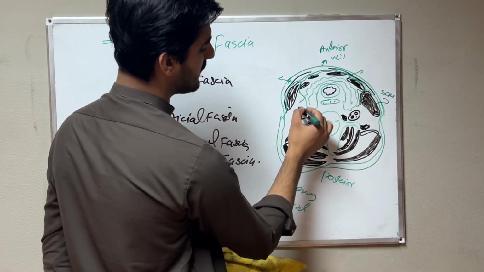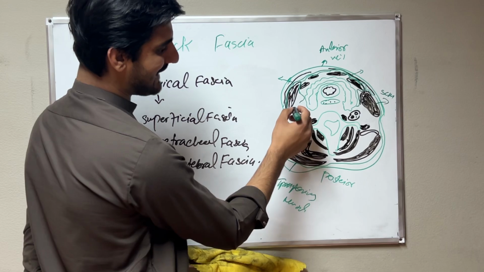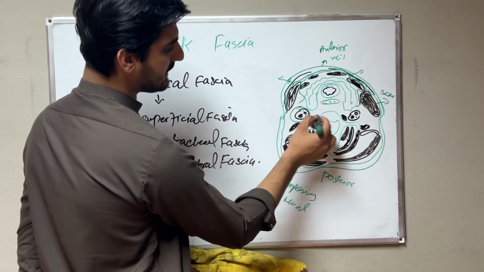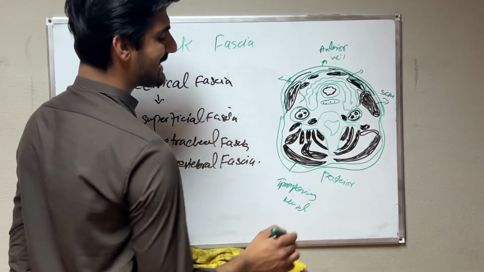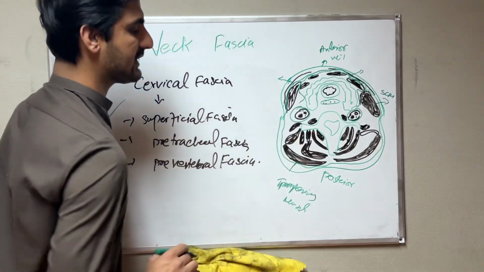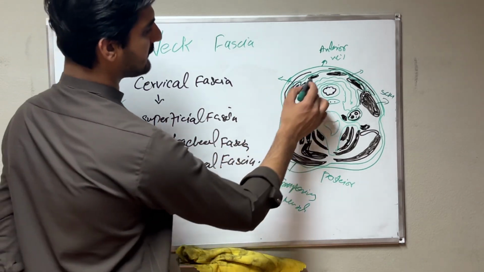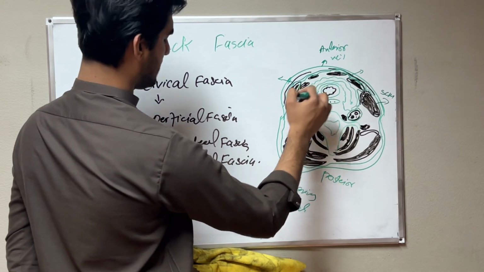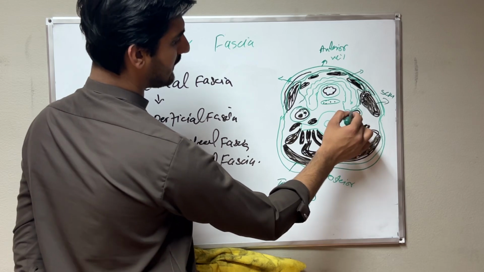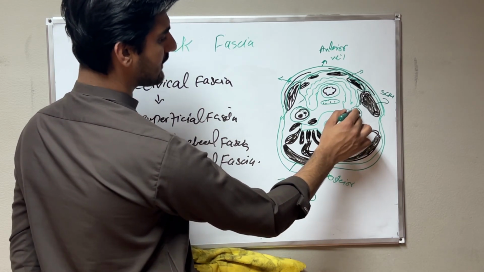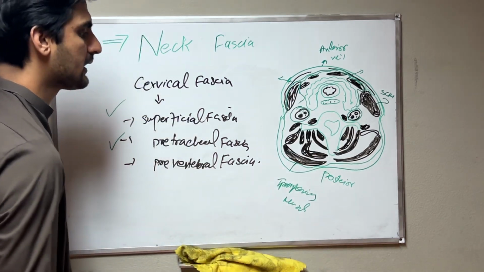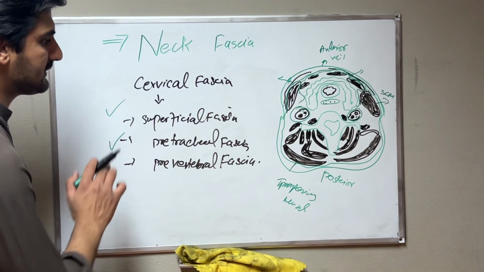If we go to the side of the thyroid gland, there we have a sheet which covers the carotid artery, internal jugular vein, and vagus nerve, and this sheet is called the carotid sheath. It means the infrahyoid muscle is covered in front by the pretracheal fascia, and at the side the common carotid artery, internal jugular vein, and vagus nerve are covered by the carotid sheath. These are the pretracheal fascia of the cervical fascia.